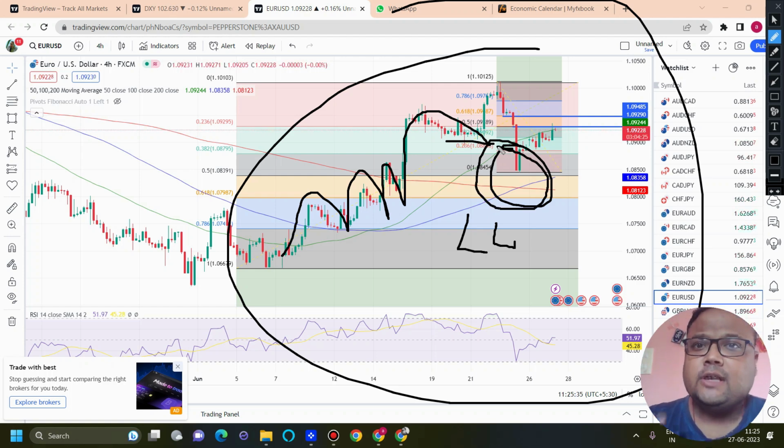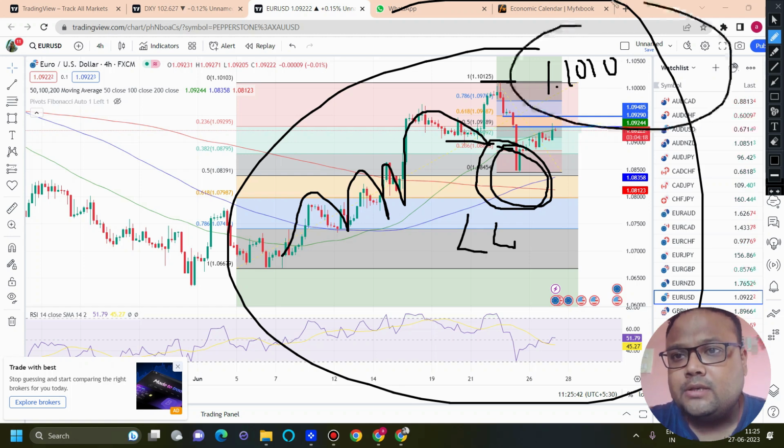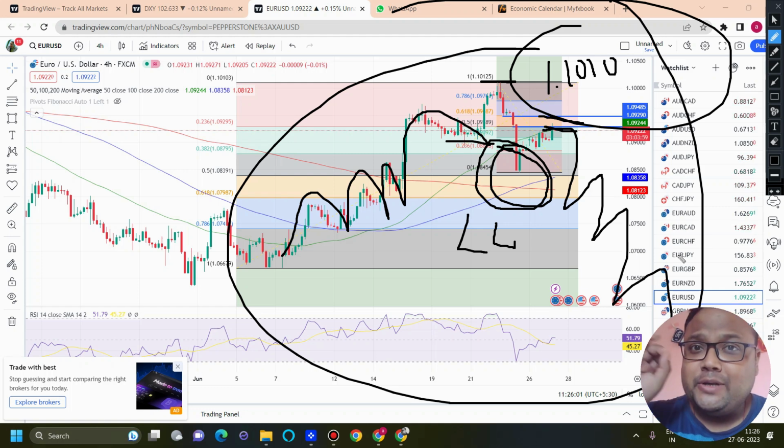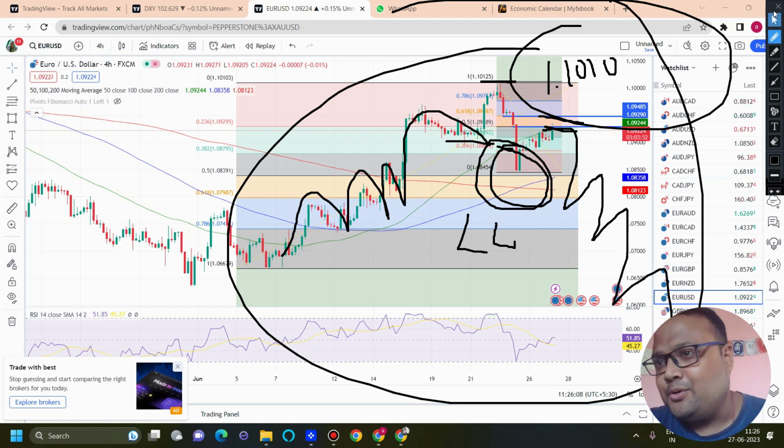And if EUR/USD really wants to continue the upside, then obviously it will have to break this level here, 1.1010. In case EUR/USD fails to break this level and reverses from either this level or this level, we will get the indication that sellers are present in the market, sellers have entered the market, and we can expect a trend reversal in the coming days. So the next high will be very important on the chart of EUR/USD.